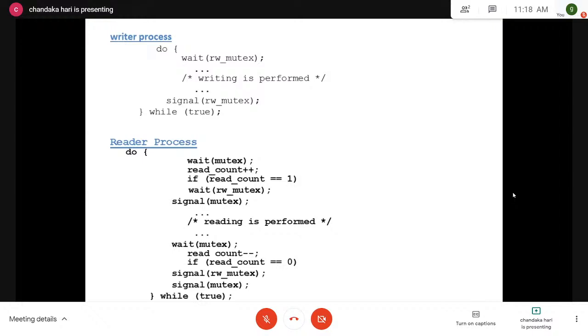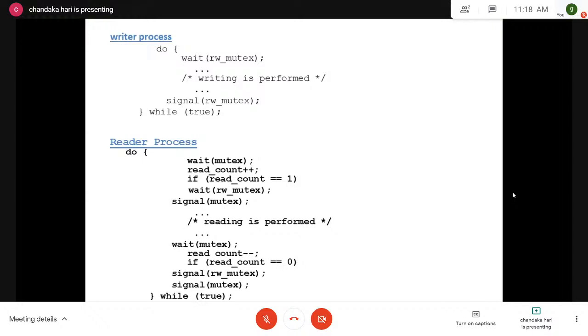Now coming to the reader process. If any process wants to enter the critical section, first of all, it has to wait for the mutex variable of read count. You have to get the semaphore variable of read count; we name it mutex. Once this mutex is obtained, then read count is equal to read count plus plus. If read count is equal to 1, that implies you are the only person presently reading. No one else is there, so you are eligible to be promoted to write.